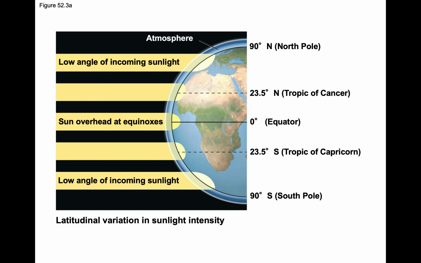It has nothing to do with the amount of time, even though the amount of time does change and it does impact growing season. Really year-round, the plants do get the same amount of sunlight in terms of hours. It's the intensity of that sunlight.